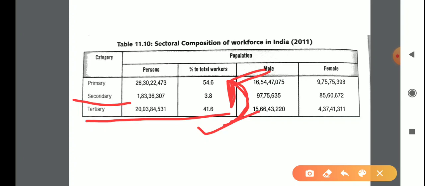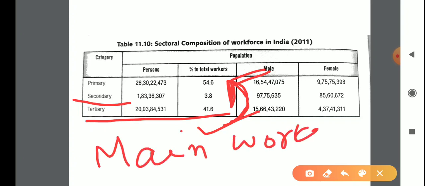Here I will tell you there are three types of workforce. If we divide the workers into different categories, there are three categories. The first category is main workers. These are workers who have work for over 6 months. It means if a worker has work over 6 months, he will come under main workers.